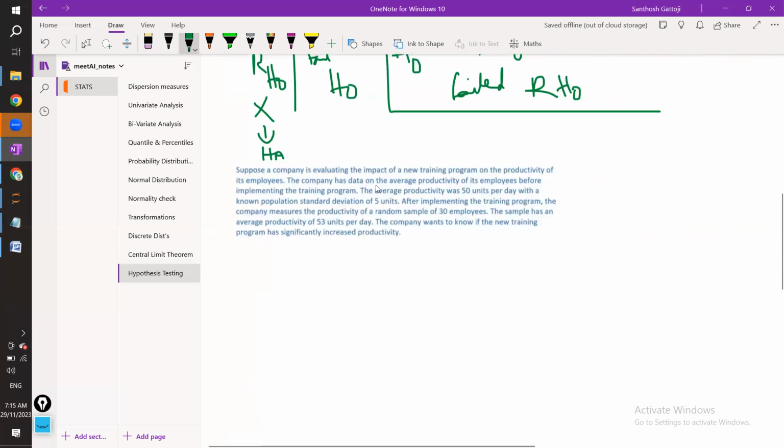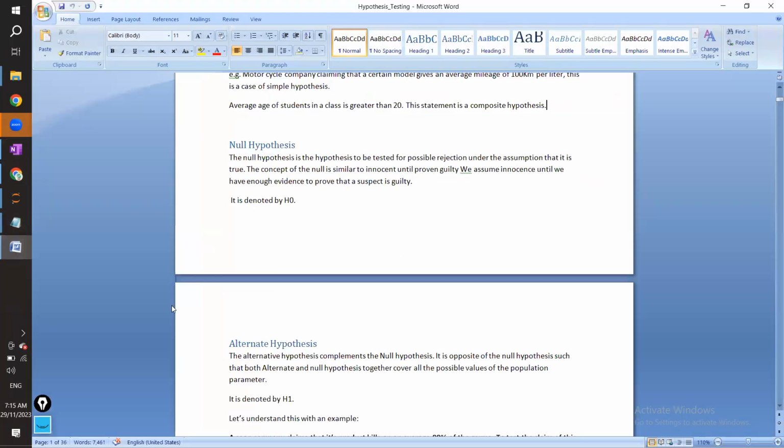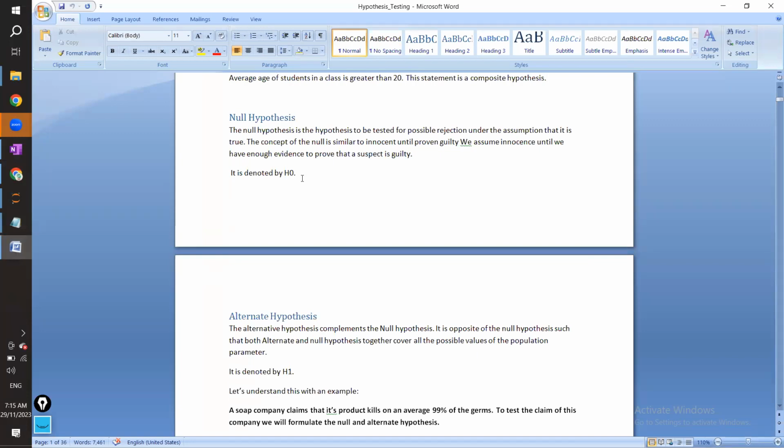Okay, see. First thing, let me go there. So yeah, null hypothesis. The null hypothesis is a hypothesis to be tested for possible rejection under the assumption that it is true. The concept of null is similar to innocent until proven guilty. We assume innocence until we have enough evidence to prove that the suspect is guilty. So first we'll assume he is innocent. Innocent in the sense what?